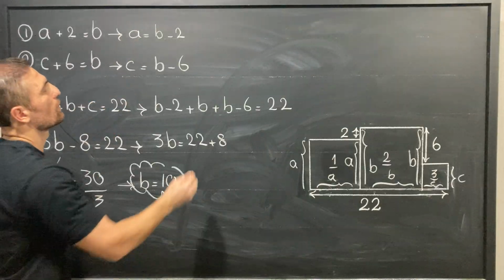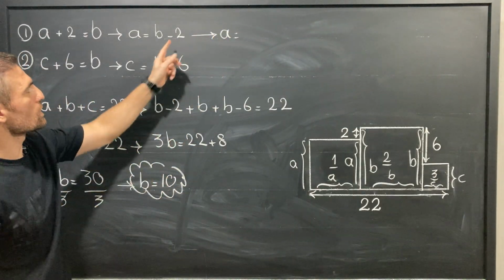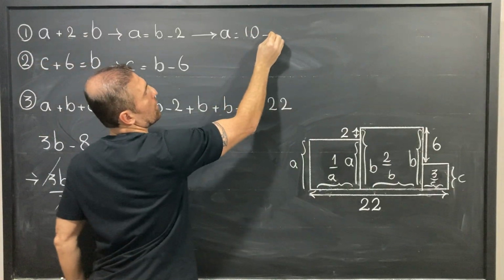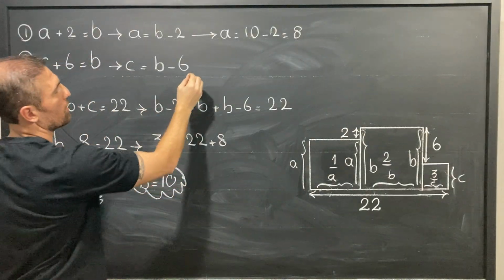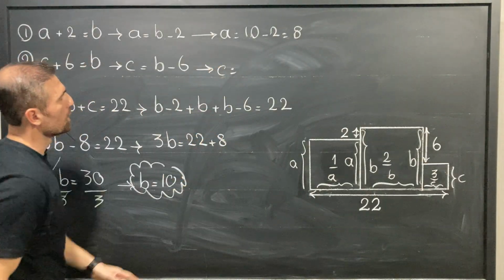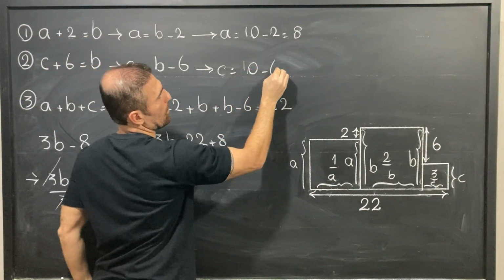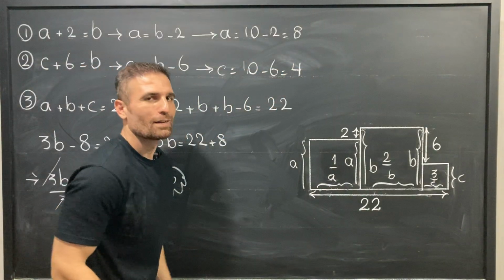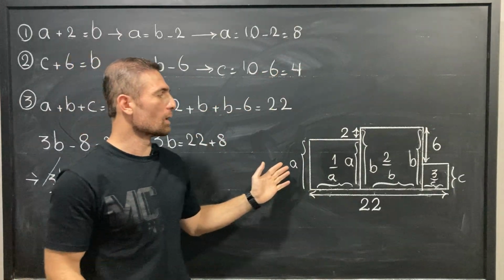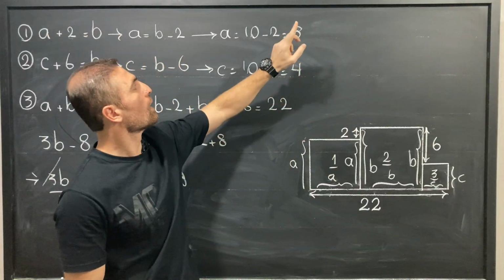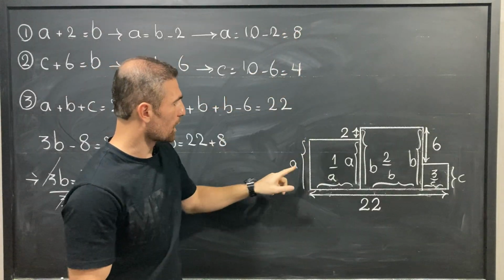What is the value of A? So A is going to be 10 minus 2 equals 8. How about C? C is going to be B minus 6 or 10 minus 6 equals 4. Now we have the value of A, B, and C. To find out the area of a square with the length of 8, it is enough we multiply 8 by itself. So A equals 8.